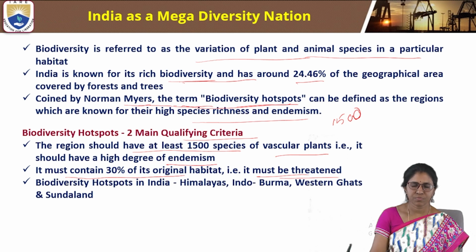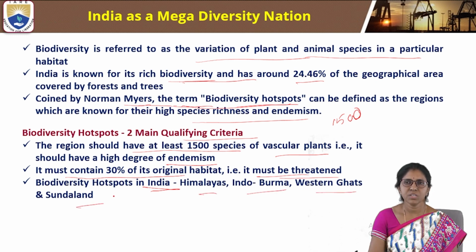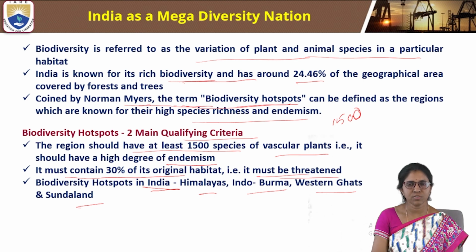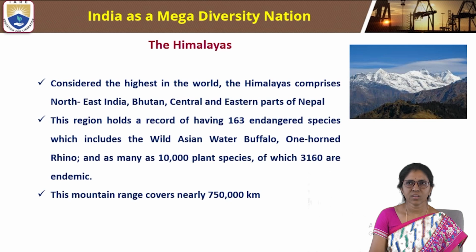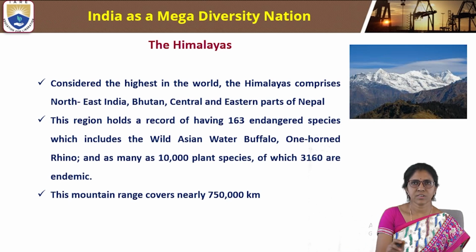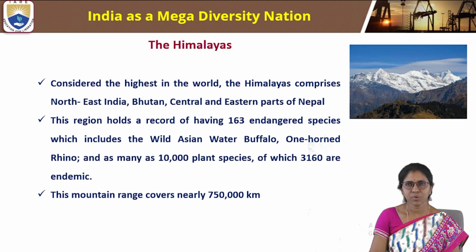The biodiversity hotspots in India are the Himalayas, Indo-Burma, Western Ghats, and Sundarland. So these four are the biodiversity hotspots in India. The first one is the Himalayas.